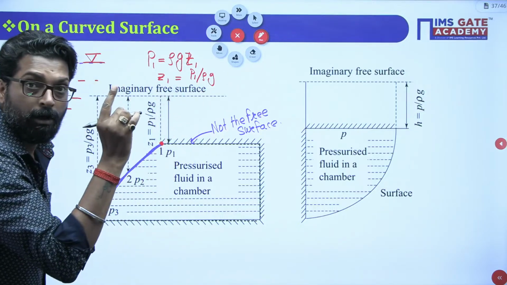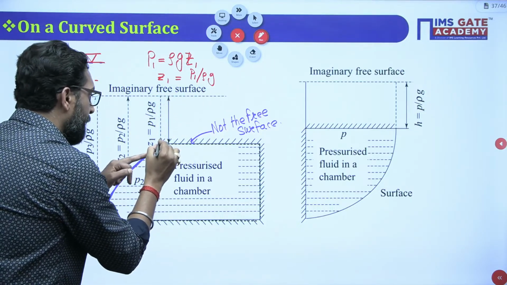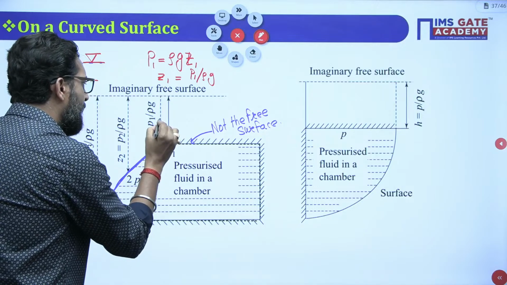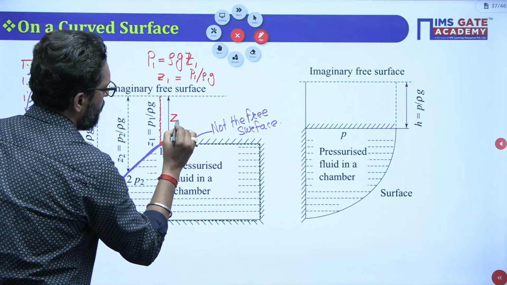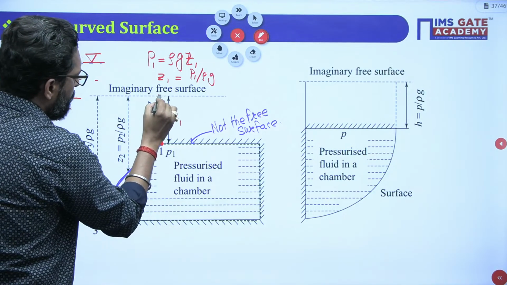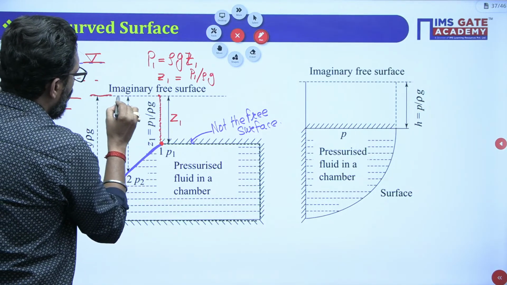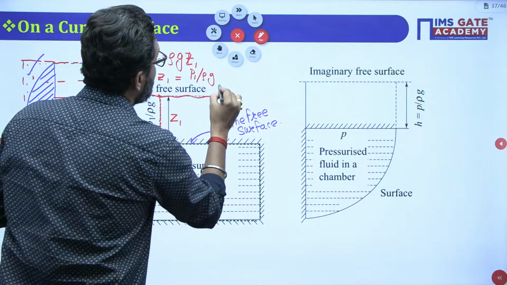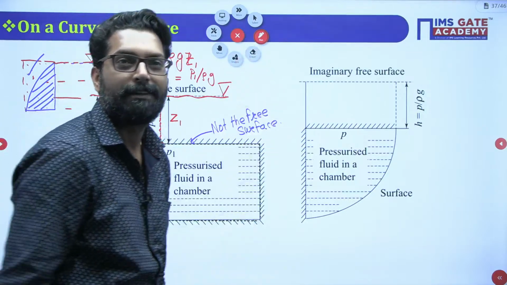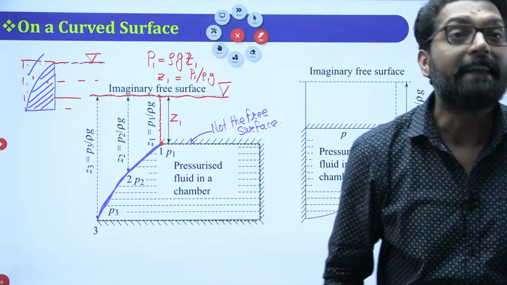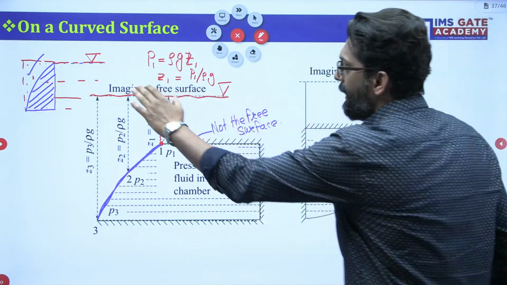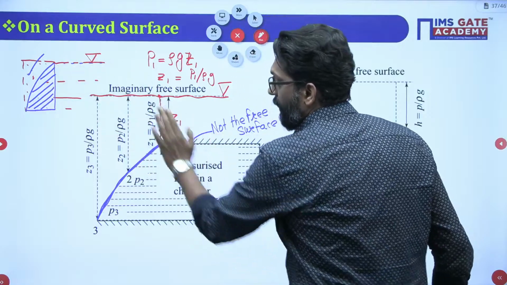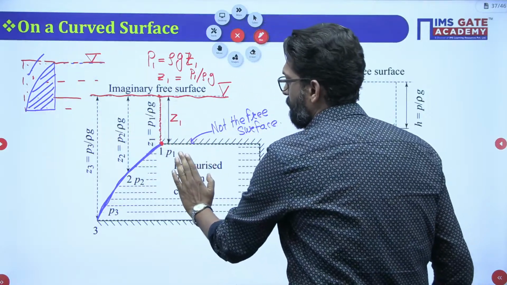Now, from this point, you extend up to this Z1, and where it meets, draw a horizontal line. That is your imaginary free surface. Clear? I am telling you very important things. This is different: this is a free surface, but this is not a free surface.